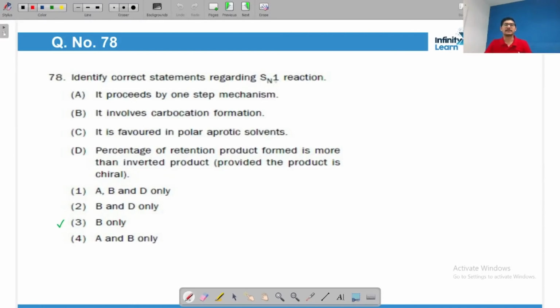You have to identify the correct statement regarding SN1. It proceeds by a one-step mechanism. No. First, the alkyl halide dissociates to give carbocation and then nucleophile attacks, right? It involves carbocation formation. Yes. It is favored in polar protic solvents like water, acetic acid, right? Percentage of retention product is more. No. The percentage of inversion product is more because of the intimate ion pair formation. So the only correct statement is B.